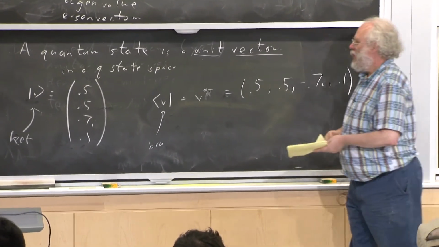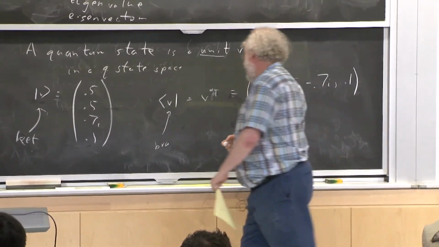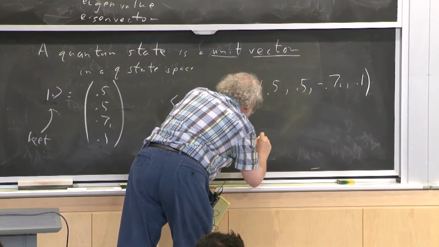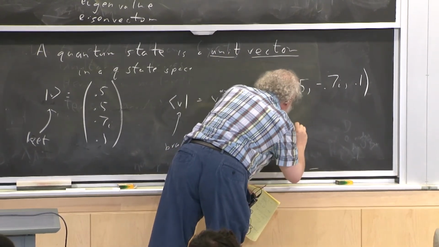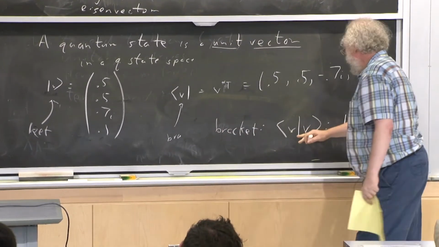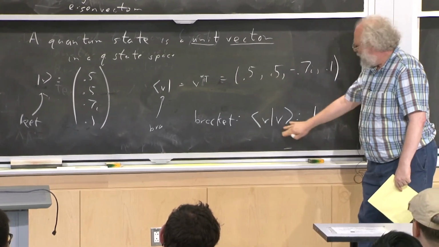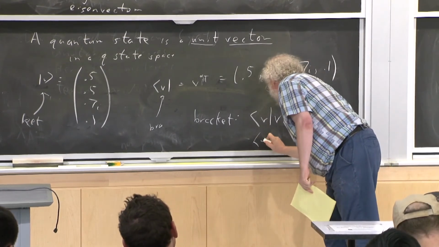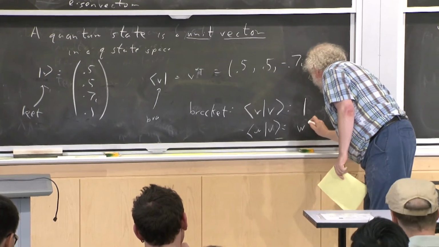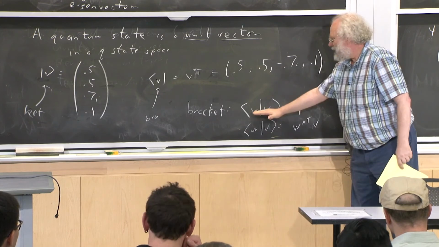And why do these two things have these very funny names? Well, a bracket: the bra-ket of V with V is equal to 1, because V is a unit vector and we're multiplying it by its conjugate transpose, you always get 1 if you have a quantum state. And the bracket of W with V is, in math notation, W complex conjugate transpose V. And this is an inner product.